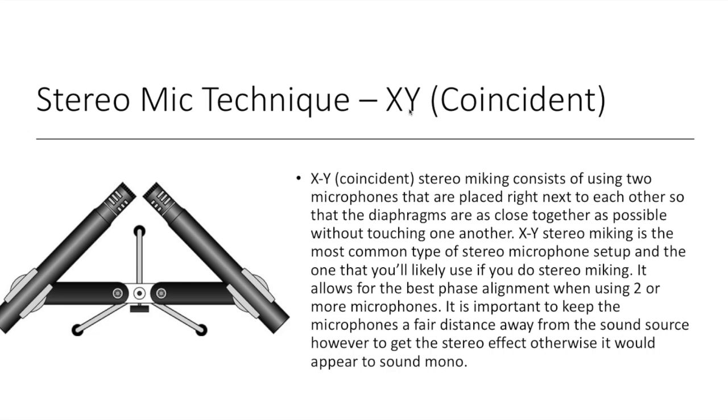The next one is XY, or coincident pair. XY coincident stereo microphone consists of using two microphones that are placed right next to each other, so that the diaphragms are as close together as possible without touching one another. XY stereo miking is one of the most common types of stereo miking setups, and is the one that you want to likely use when you are stereo miking.